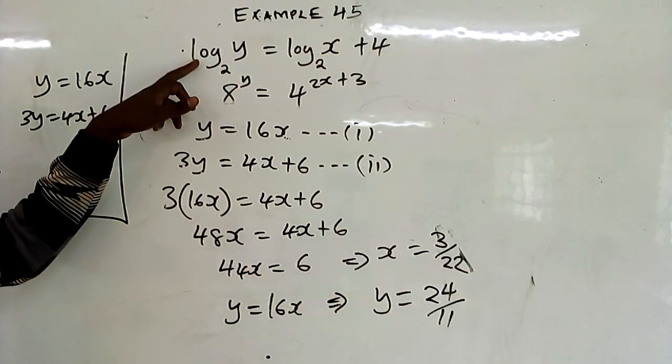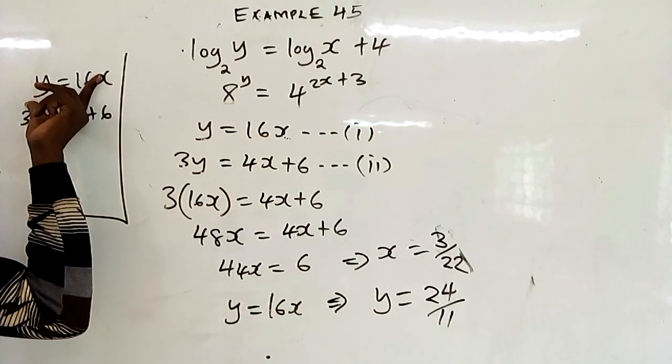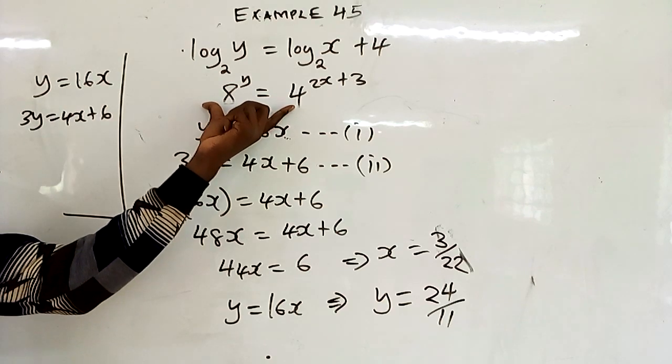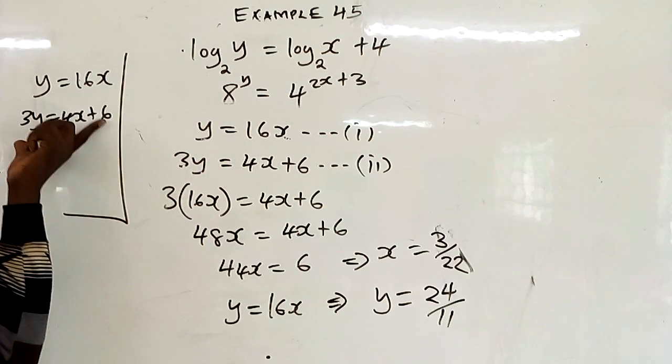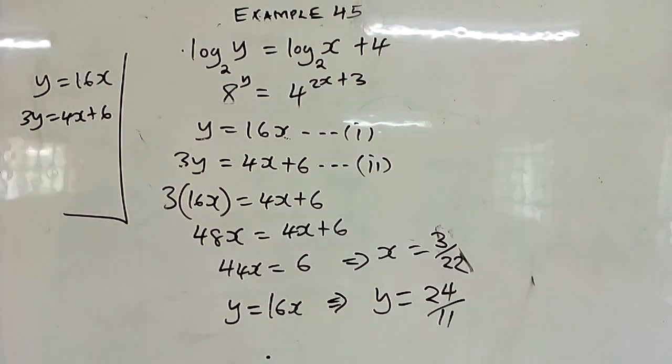Meaning the first case, you use laws of logarithm to form an equation in terms of x and y. The second simultaneous equation, you use the laws of indices. Then you use these two equations to get the values of x and y, with any appropriate method, whether it's elimination, substitution, matrix, any appropriate method. Okay? Good.